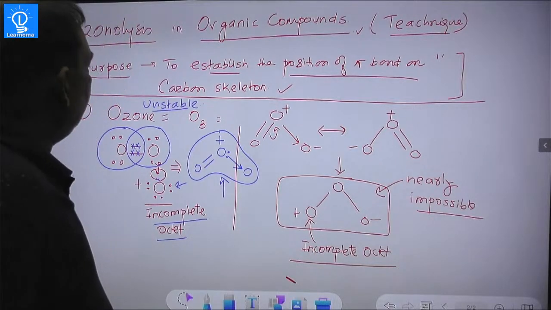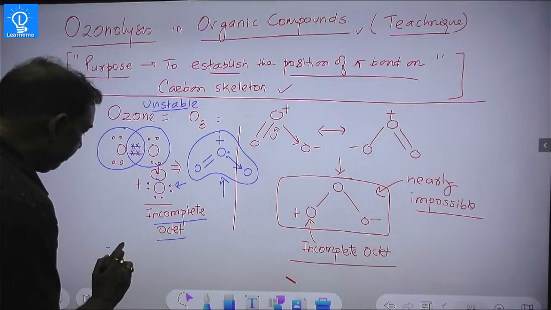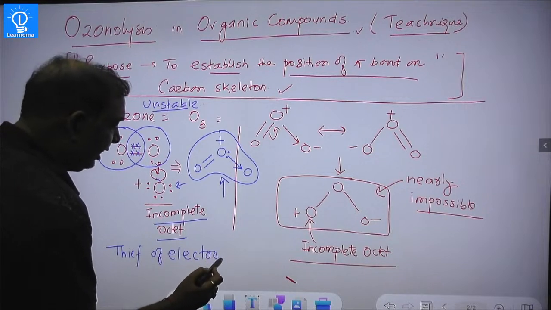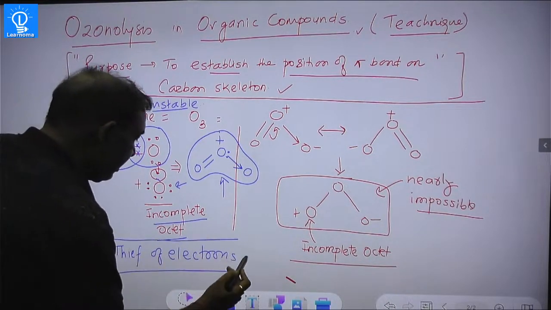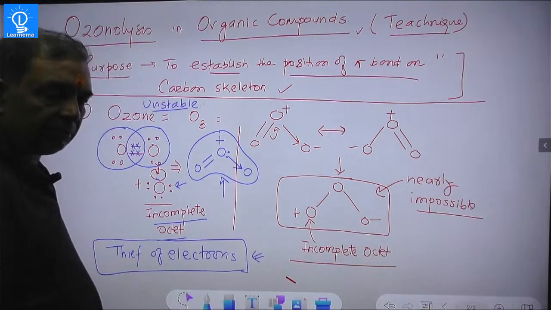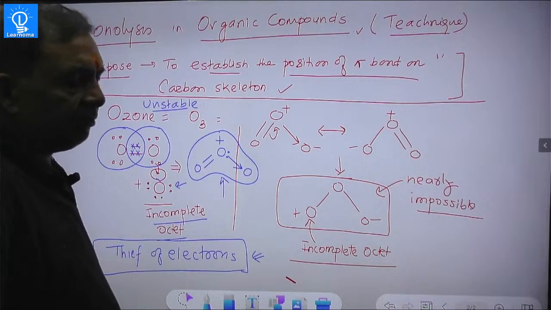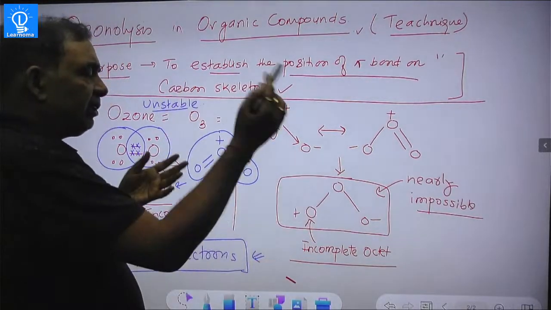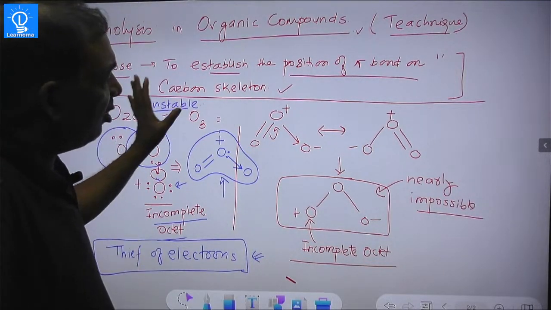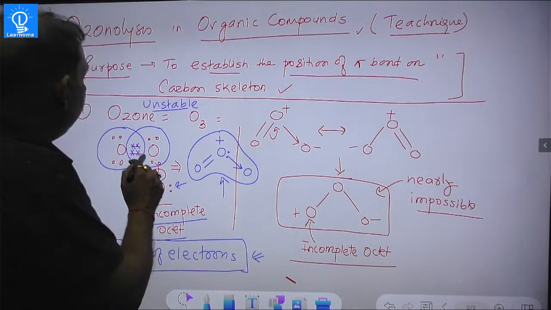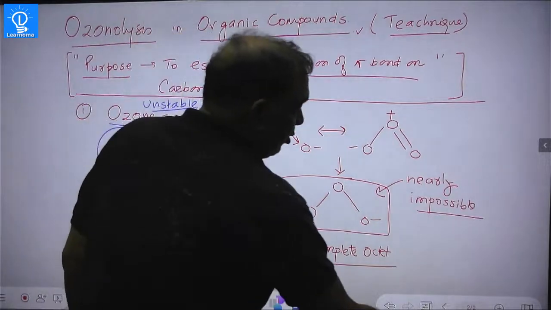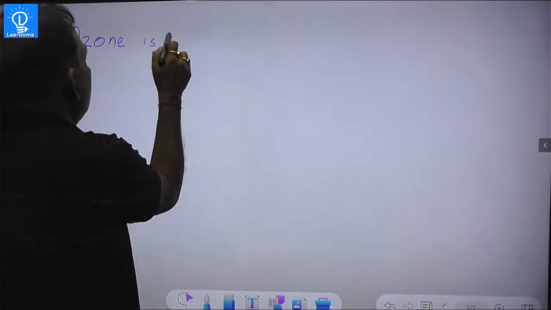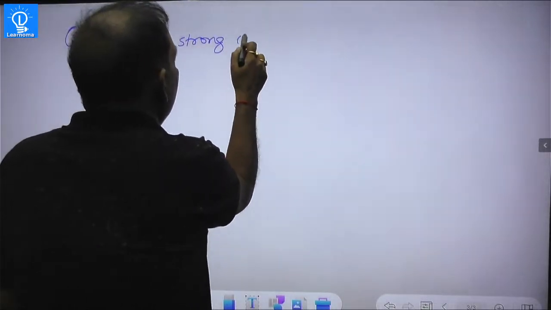What does this mean? I often call this ozone a thief of electrons. Mind my word, thief of electrons. They are a team of thieves. They are in search of electrons. Reason, their octet is not complete. They are doing all maneuvering, donating themselves, exchanging themselves, but they are not at all stable. This is the basics of ozone. Ozone is a strong oxidizing agent.